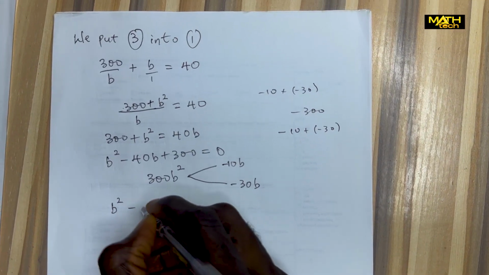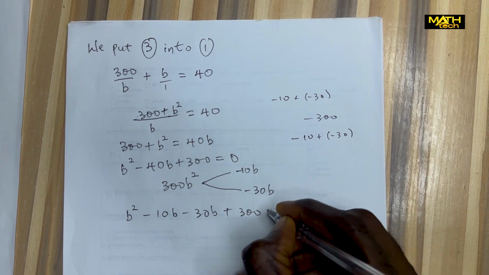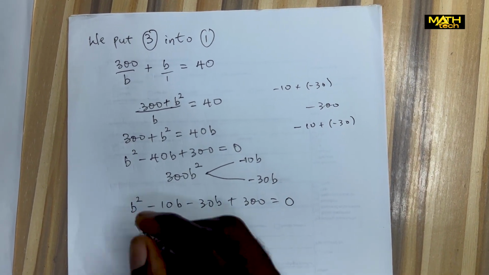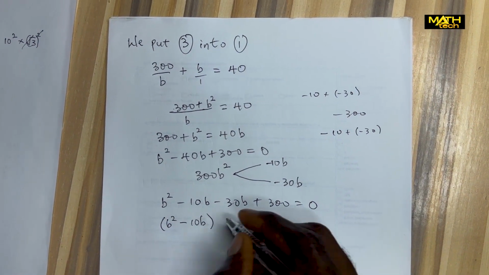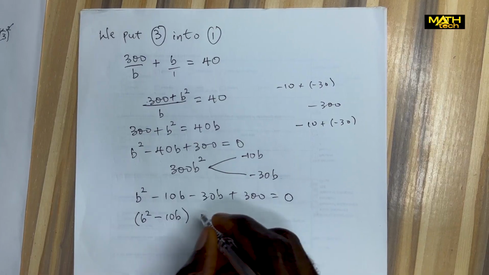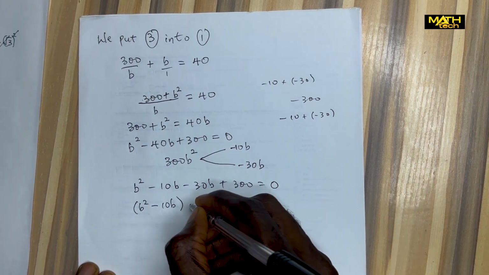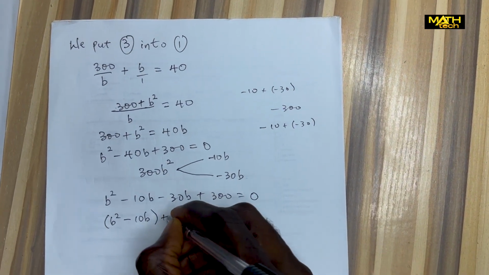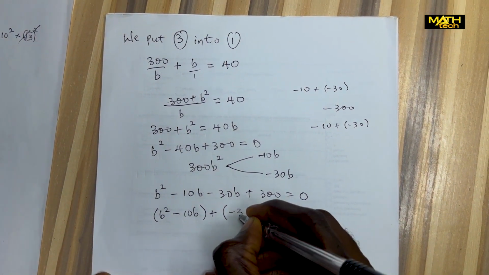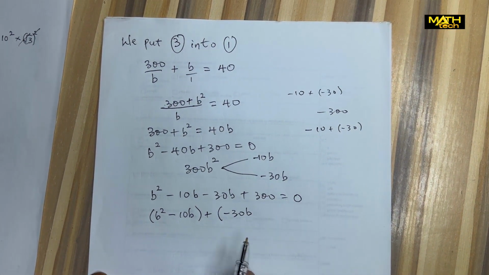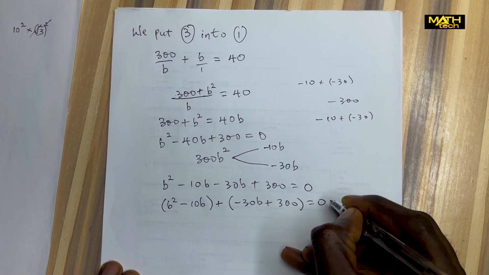So at this point, we replace the middle value with the two factors, and here we'll have B square minus 10B minus 30B plus 300 equal to 0. So we group them, and we'll have B square minus 10B as the first group. I'll use plus here so that we don't get confused, because this 30 here is negative. Minus 30B, don't forget, even though this plus multiplies through this bracket, it still remains the same, equal to 0.